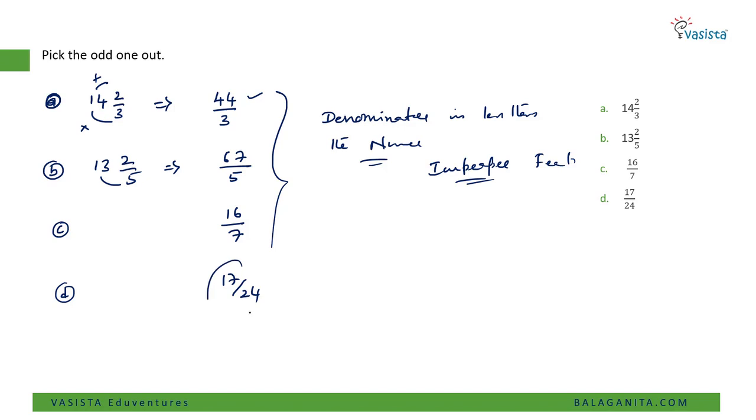But if you take this 17 by 24, right, here the numerator is less than the denominator, so this is going to be a proper fraction. Right, so the odd one here is the proper fraction, option D is the right one.